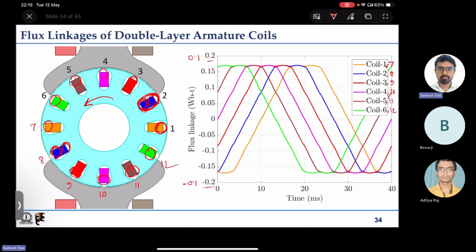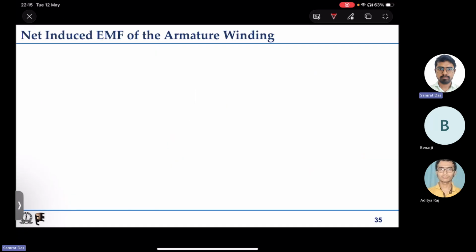The flux linkage waveforms will remain the same compared to the single layer case, because if we have the total number of turns the same in a slot, and instead of one coil we divide it into two coils, then obviously the number of turns is halved, so for the same flux, the flux linkage will also become half. And 1 and 7 will have the same flux linkage, same about 2, 8, 3, 9, 4, 10, 5, 11, and 6, 12. Now what about the net induced EMF?